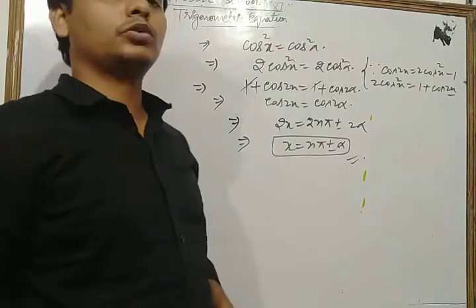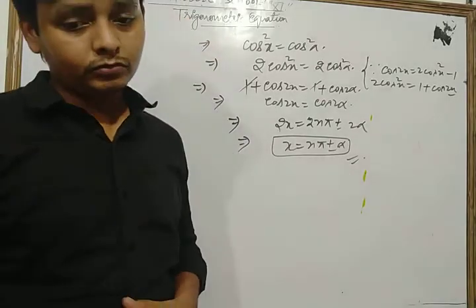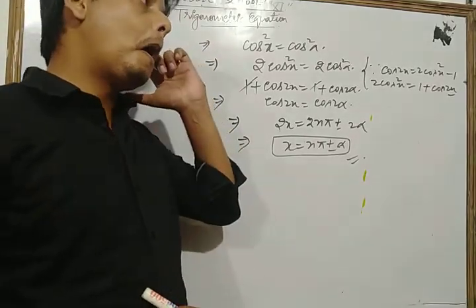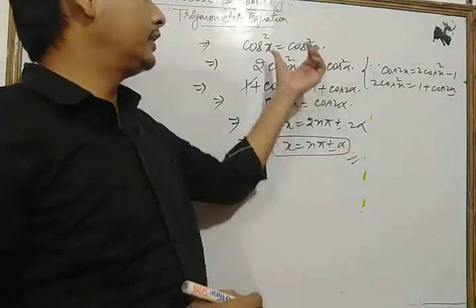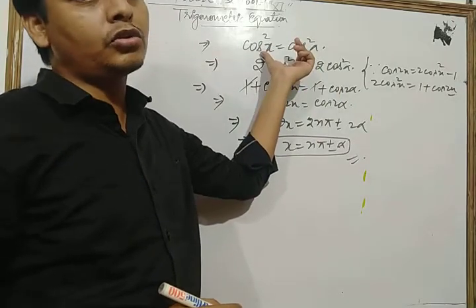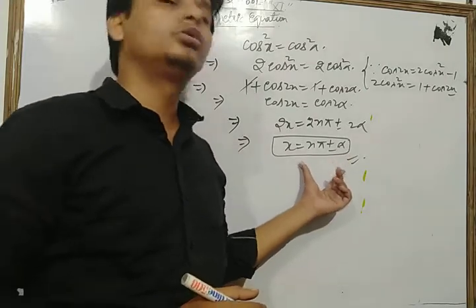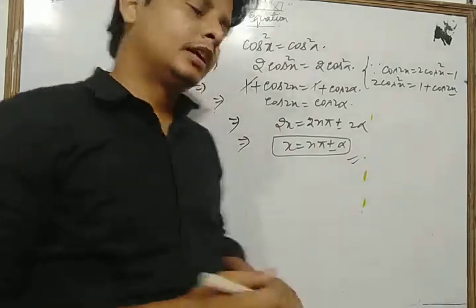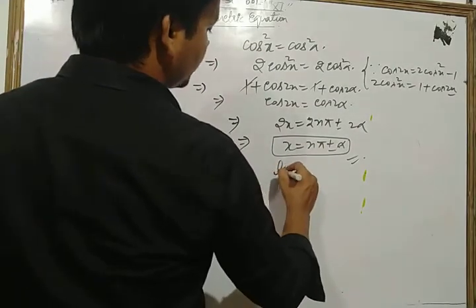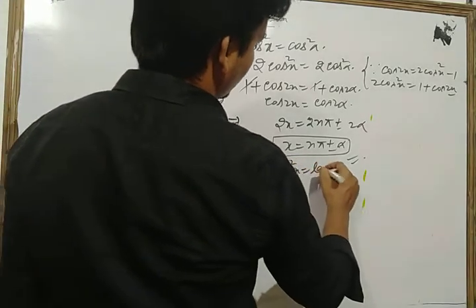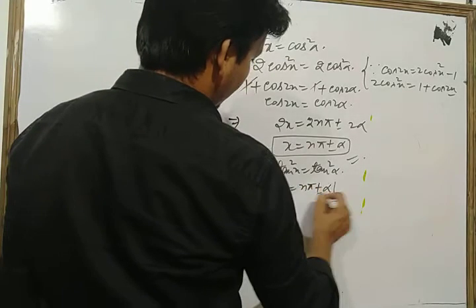same as sin square x is equal to sin square alpha. Okay, so dear students, we observe that the general solution of the equation of the form cos square x is equal to cos square alpha is also x is equal to n pi plus minus alpha. Similarly, the general solution of the equation of the form tan square x is equal to tan square alpha is x is equal to n pi plus minus alpha.